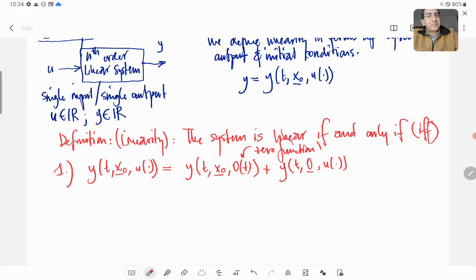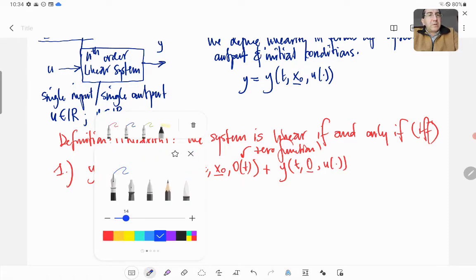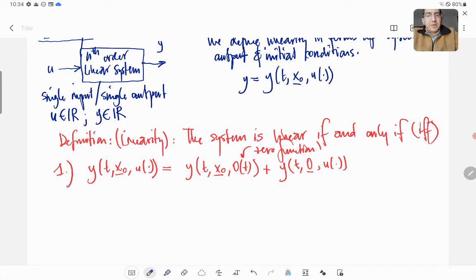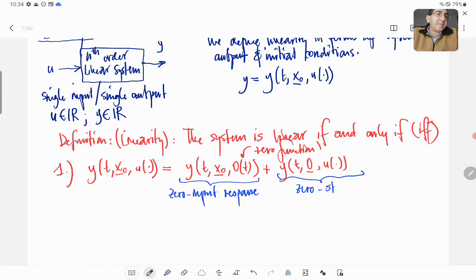Now here you have different names for that. This one is called the zero input response, and the second component is called the zero state response.